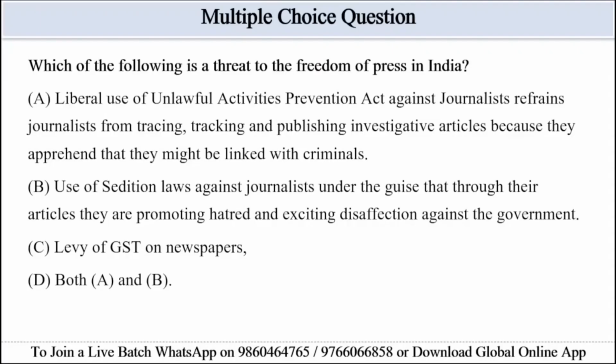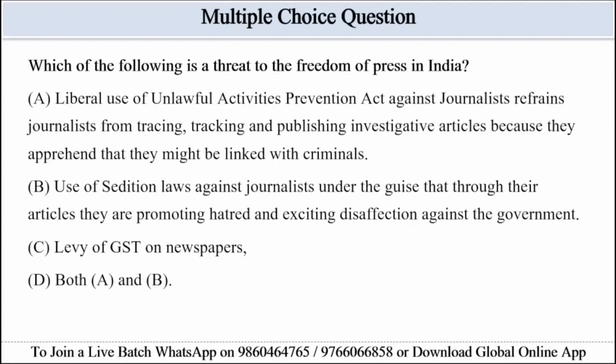In case of option A, liberal use of UAPA against journalists, this matches the passage's warning about liberal and arbitrary use of UAPA against journalists to suppress freedom of speech. In case of option A, liberal use of the Unlawful Activities Prevention Act against journalists refrains journalists from tracing, tracking, and publishing investigative articles because they apprehend that they might be linked with criminals. So this matches the passage's warning about liberal and arbitrary use of UAPA against journalists.